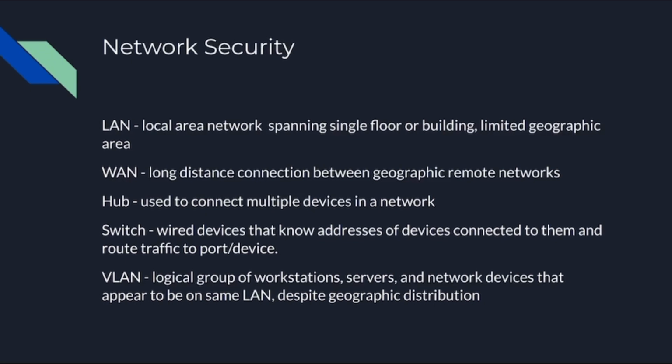A LAN is a local area network, typically spanning a single floor or a building, versus a WAN, which is a long-distance connection across geographically remote networks.